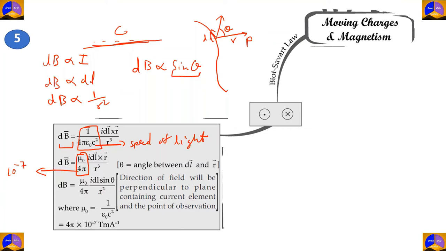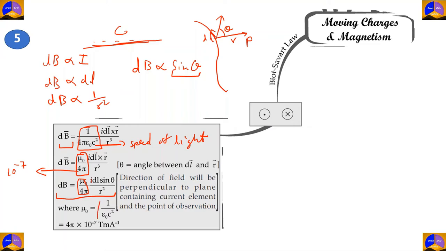So the final formula is dB, which is magnetic field, would be equal to mu naught by 4 pi, constant in magnetism, I, which is the amount of current, dl, which is the element of the length of the conductor, sine theta is the sine ratio of the theta angle, and divided by r square. R is the distance between the point P and the conductor.